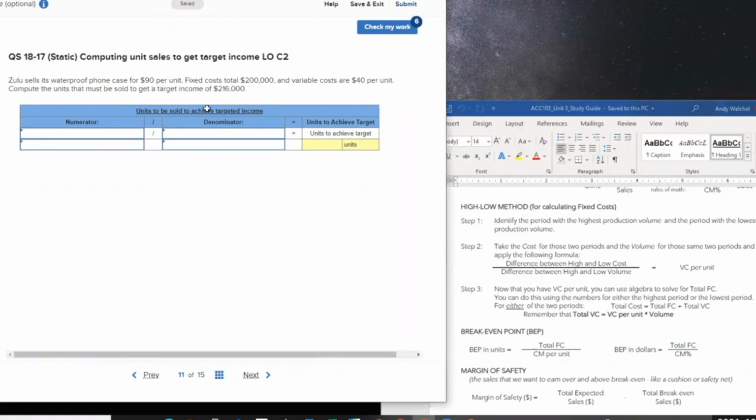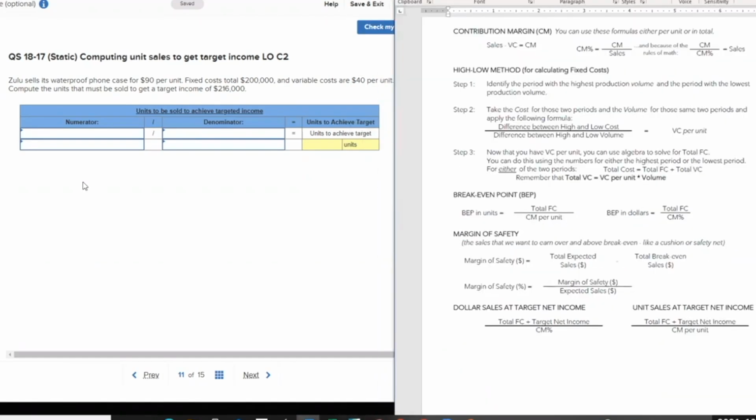All right, Zulu sells phone cases for 90, fixed cost, variable cost. Okay, compute the units that must be sold to get a target income. This is like, how many units do we need to sell to get our desired income? Unit sales at target net income. Total fixed cost plus target net income divided by contribution margin per unit.